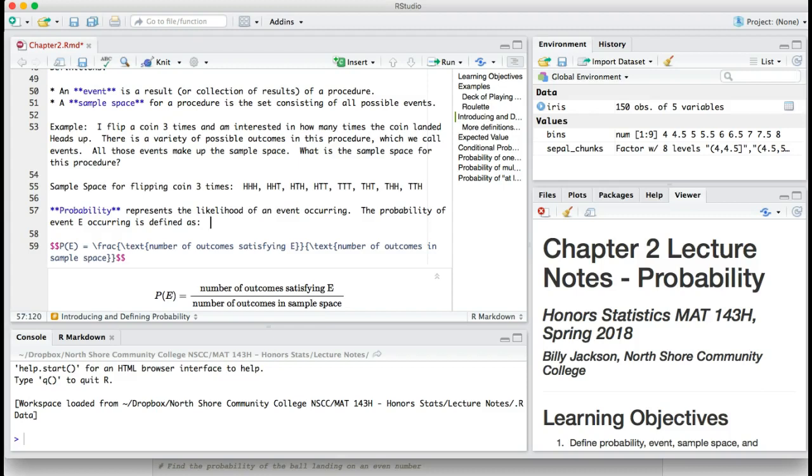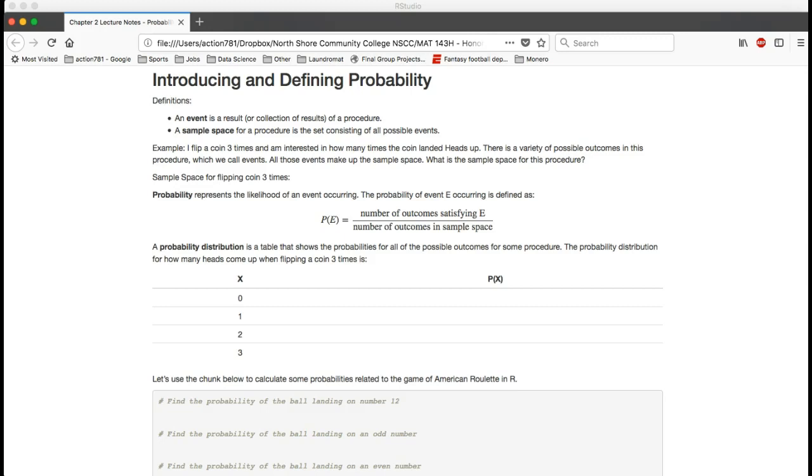Probability, I'll go back to my R Markdown file, or my knitted file. Probability is the likelihood of an event occurring. The probability of some event occurring generally boils down to some version of a formula that looks something like this. The probability of some event E occurring is the number of outcomes that could satisfy event E divided by the total number of outcomes in your sample space.